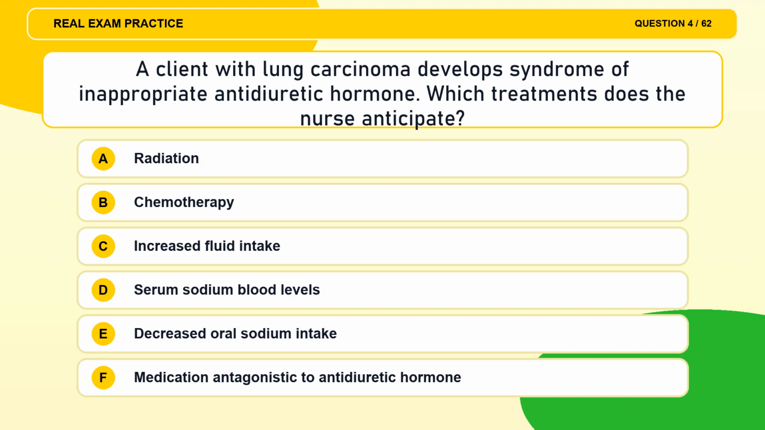Question 4. A client with lung carcinoma develops syndrome of inappropriate antidiuretic hormone. Which treatments does the nurse anticipate? Option A. Radiation. Option B. Chemotherapy. Option C. Increased fluid intake. Option D. Serum sodium blood levels. Option E. Decreased oral sodium intake. Option F. Medication antagonistic to antidiuretic hormone.